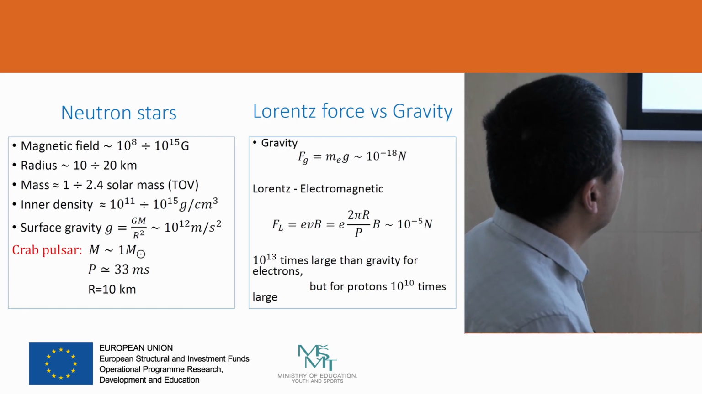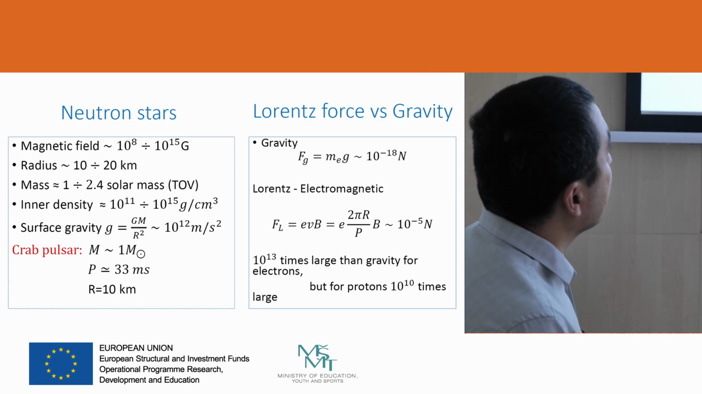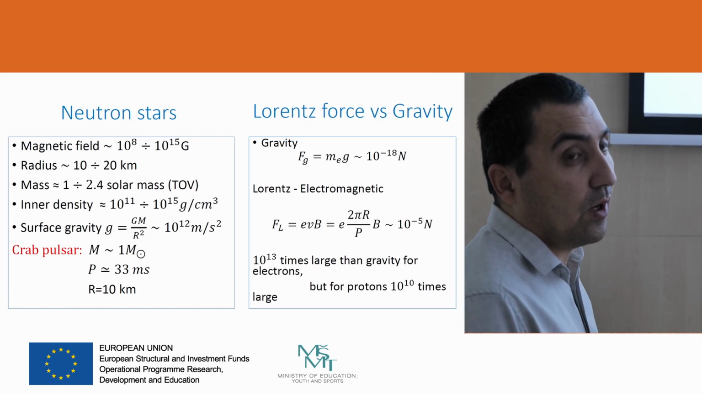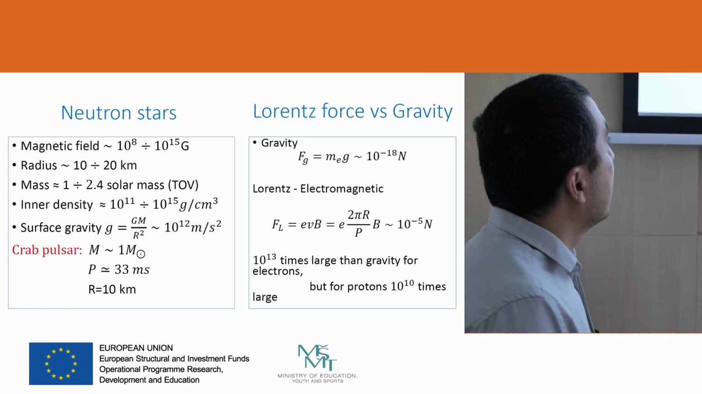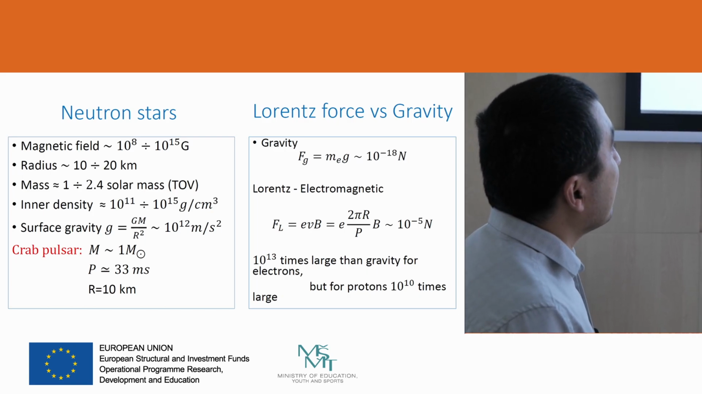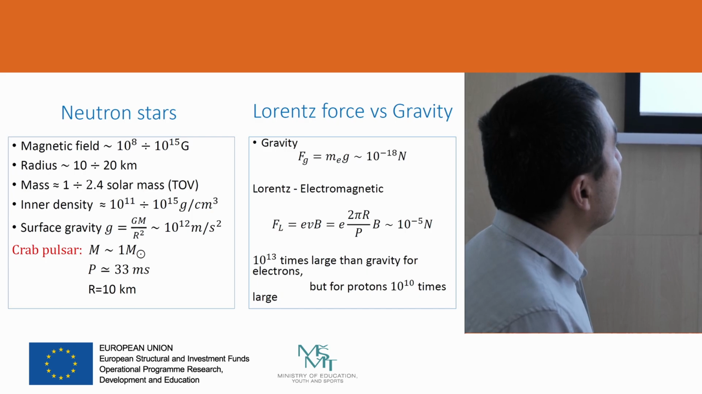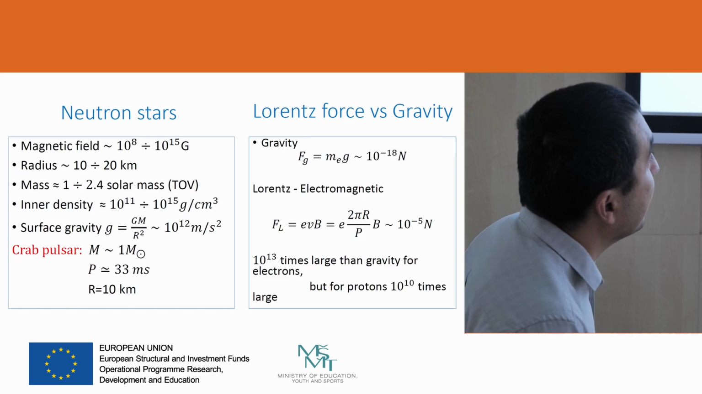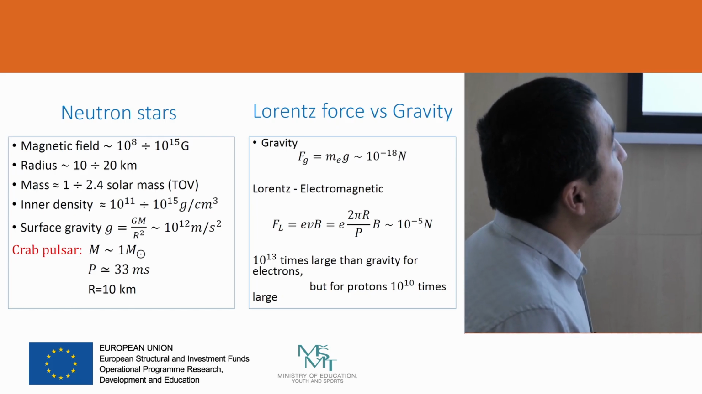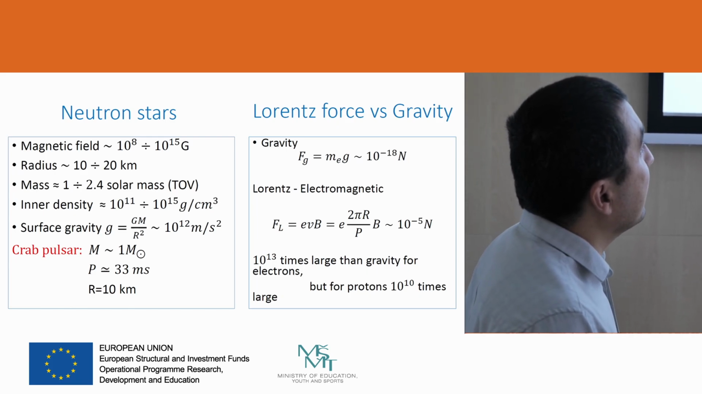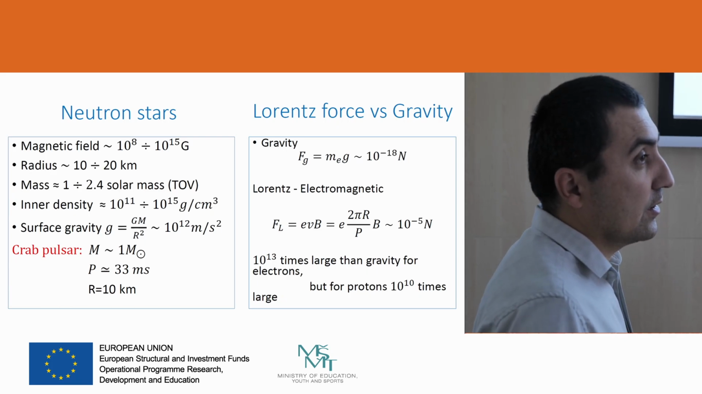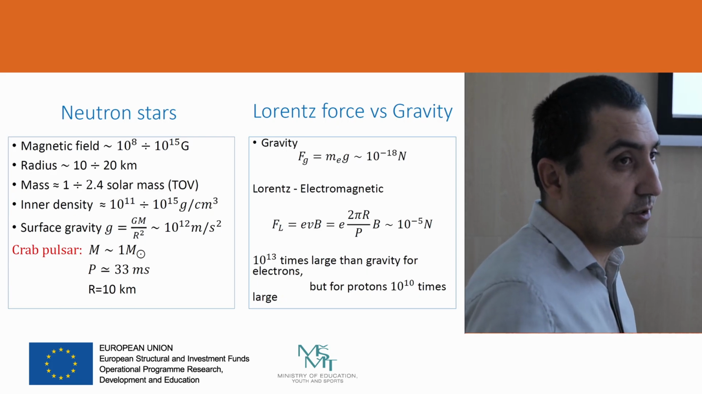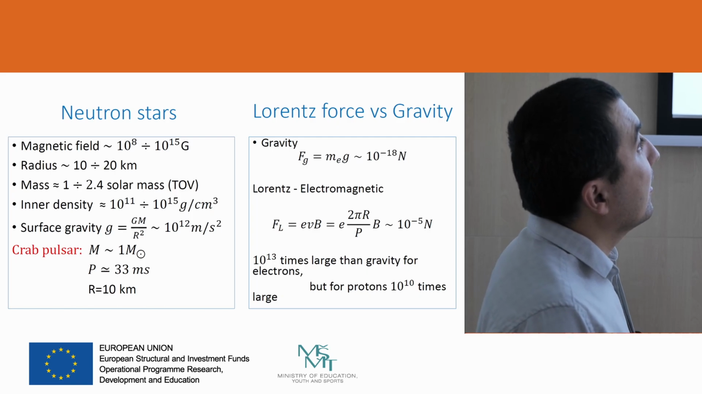So, for example, for the Crab pulsar, which is found in the center of the Crab Nebula, the mass is about 1 solar mass, the period is 33 milliseconds, and the radius is about 10 kilometers. The gravity is very strong on the surface of the neutron star.